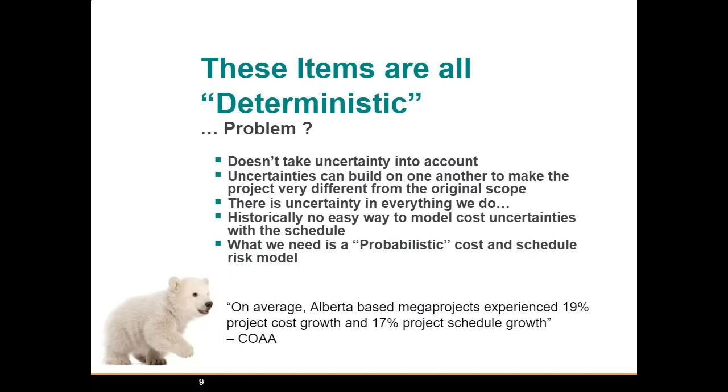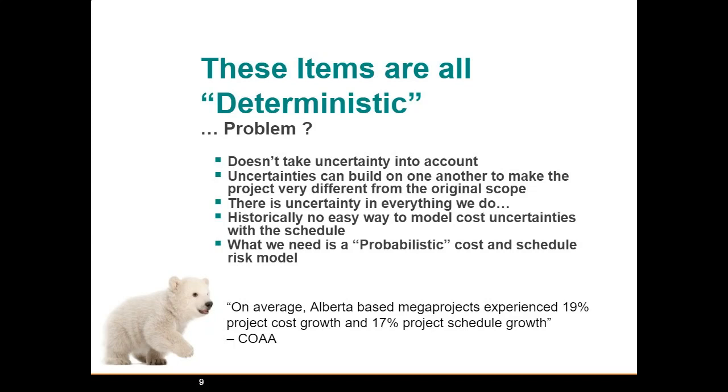And all these items are what we call deterministic. The problem with deterministic items is they don't take uncertainty into account. And uncertainties can build on one another to make the project very different from what was originally envisioned. As I mentioned, there's uncertainty in everything we do, including driving to work every day. And historically, there's no easy way to model cost uncertainties with the schedule. So we all know that if the project runs late, the costs are going to go up. And quite often we can spend money to accelerate the project. But what we really need to understand is what are those interdependencies and how do they reflect on each other? And what we really need is a probabilistic cost and schedule risk model.